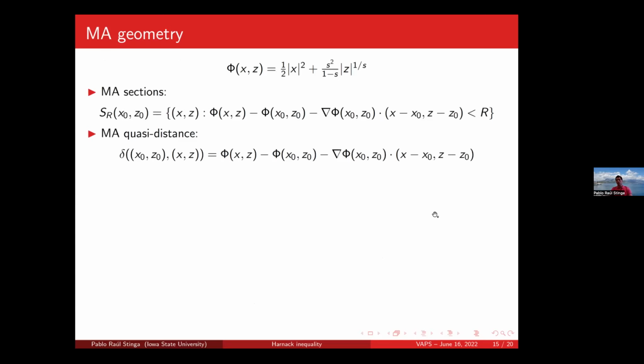And then there is a quasi-distance. It's just the first order expansion of phi, that is phi minus its first order Taylor polynomial; that's the distance between two points. So this is a quasi-distance, not really a distance. And then there is a measure, the Monge-Ampère measure of a set E. It's the measure of the subdifferential of phi at E, which we can compute as the determinant of the Hessian of phi integrated over E. So this is the space of homogeneous type we had to work with: a quasi-metric space with this Monge-Ampère measure, and the balls are the Monge-Ampère sections.